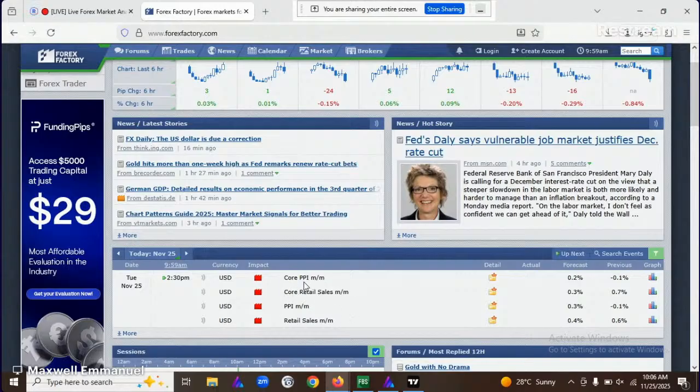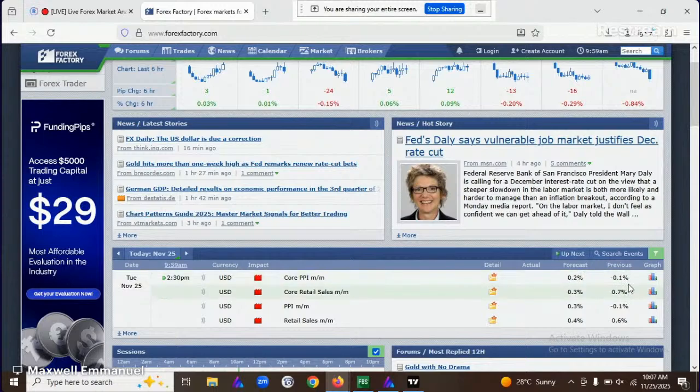So we have core PPI, that is production price index. We have core retail sales. We have PPI, and we have retail sales. These are the four major news that will be released from the United States today by 2:30 p.m. And you can see we have the previous value for core PPI to be negative 0.1, and the forecast value is 0.2. So they are expecting an increase.